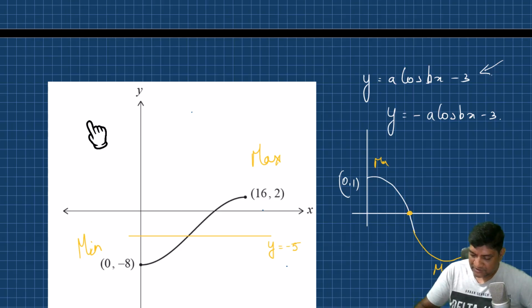Now, if that's the axis, what is going to be the amplitude? From here to here, of course, it's a 5. And sorry, this is not y is equal to minus 5, it's y is equal to minus 3. And from here to here, it's going to be a 5.